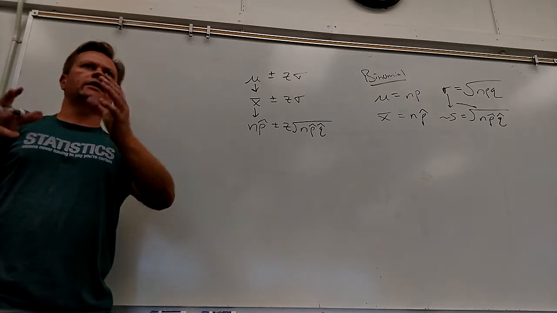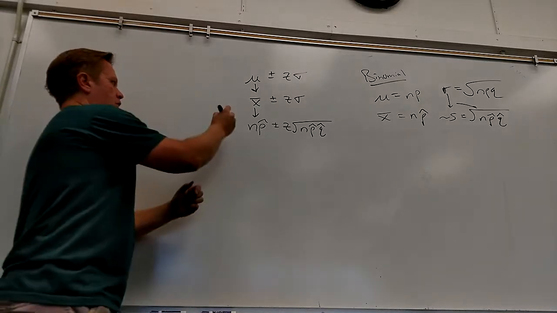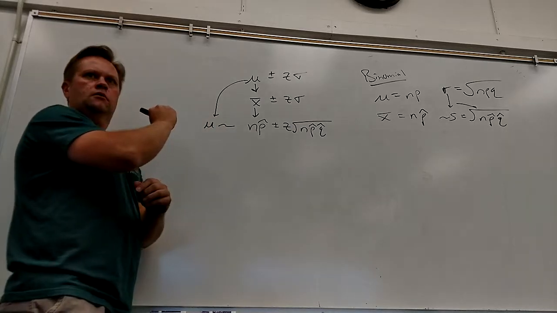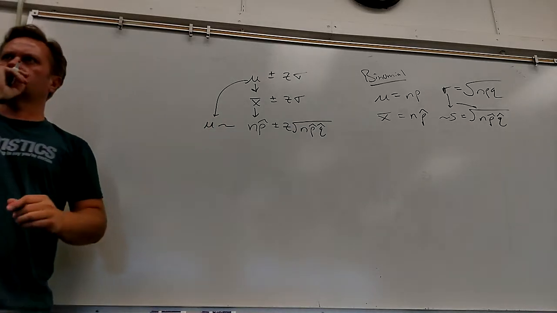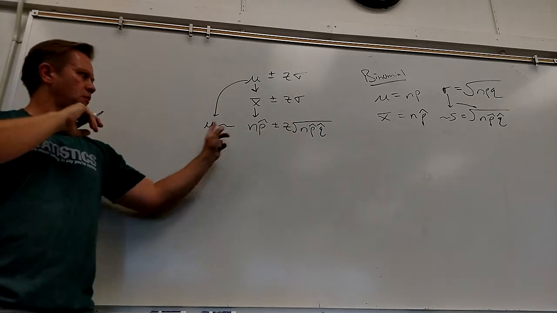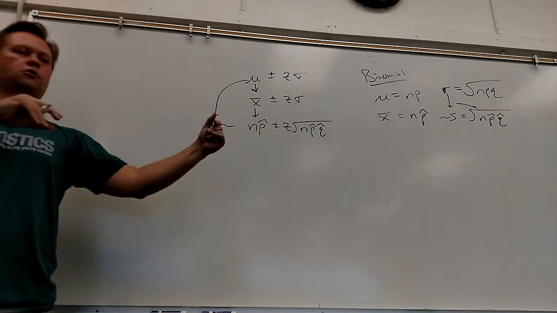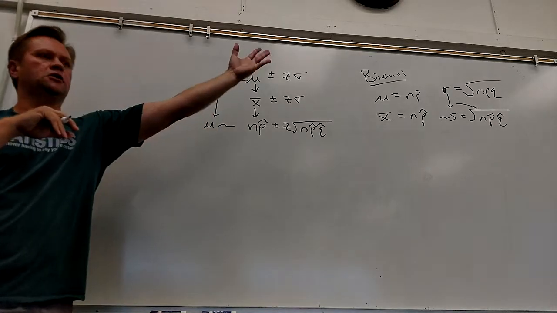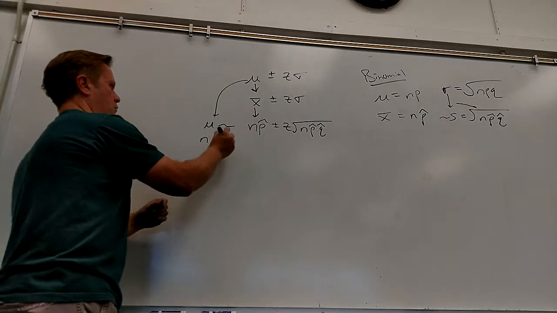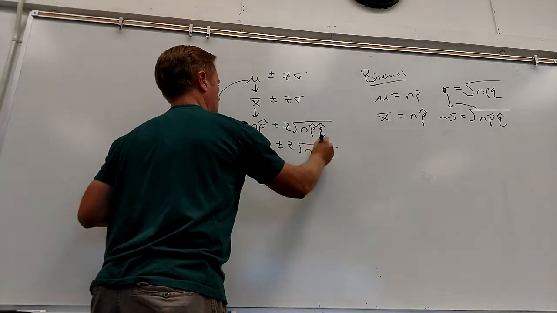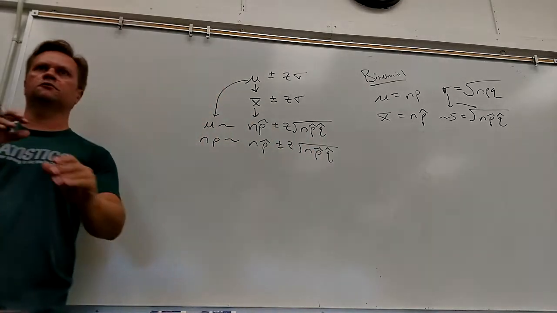And what is this trying to get a hold of? What is this trying to get a feel for? It's trying to get a feel for the mean. So is that decent if I write it like this? The mean is approximated by this. Is that cool? And of course, what's the mean in terms of NPQ? It's NP. NP is approximated by this. Stay with me now. This is getting freaky.